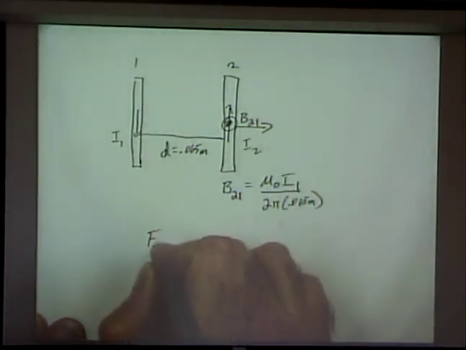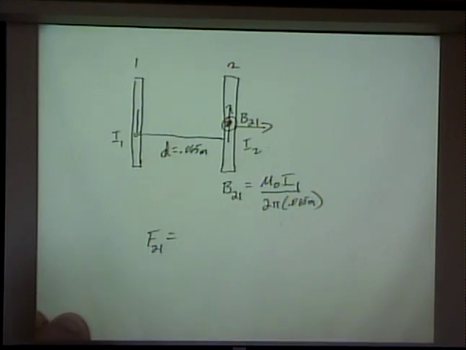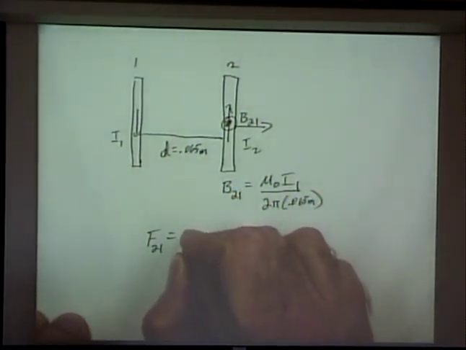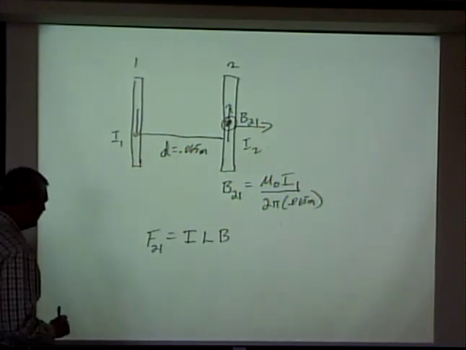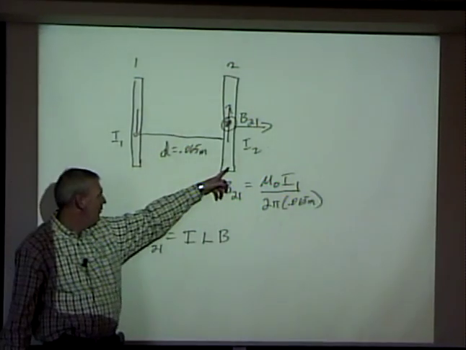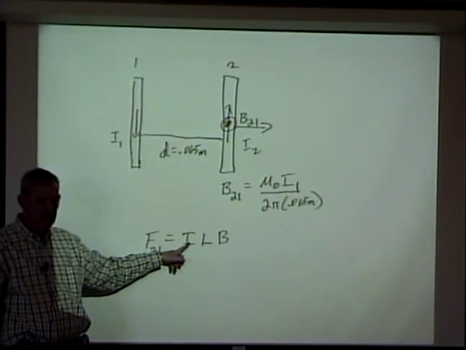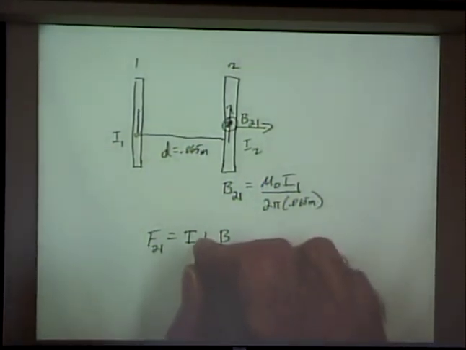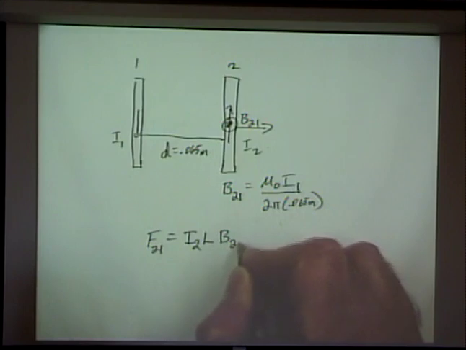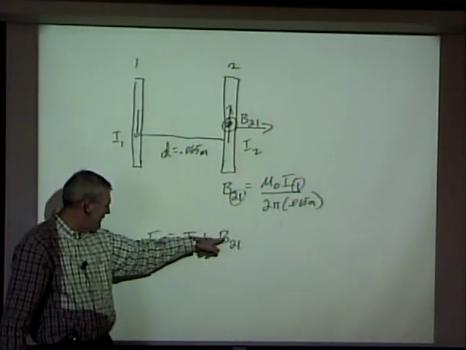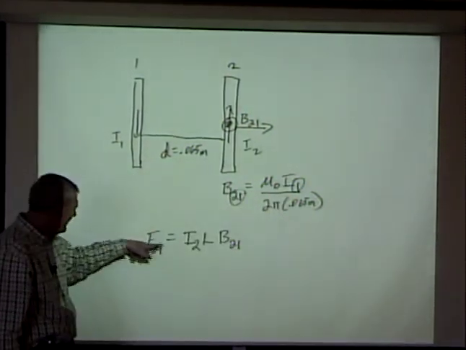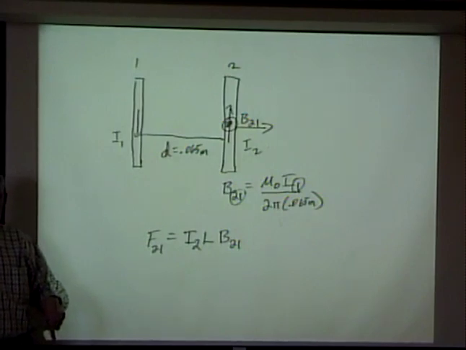And the force on 2 caused by 1 would equal I L times B. Now I'm going to put in my subscripts here. Which current is this one, 2 or 1? 2. This one is 2. So this is current 2, but to get this magnetic field, I had to use current 1, but to find the force, I use current 2.